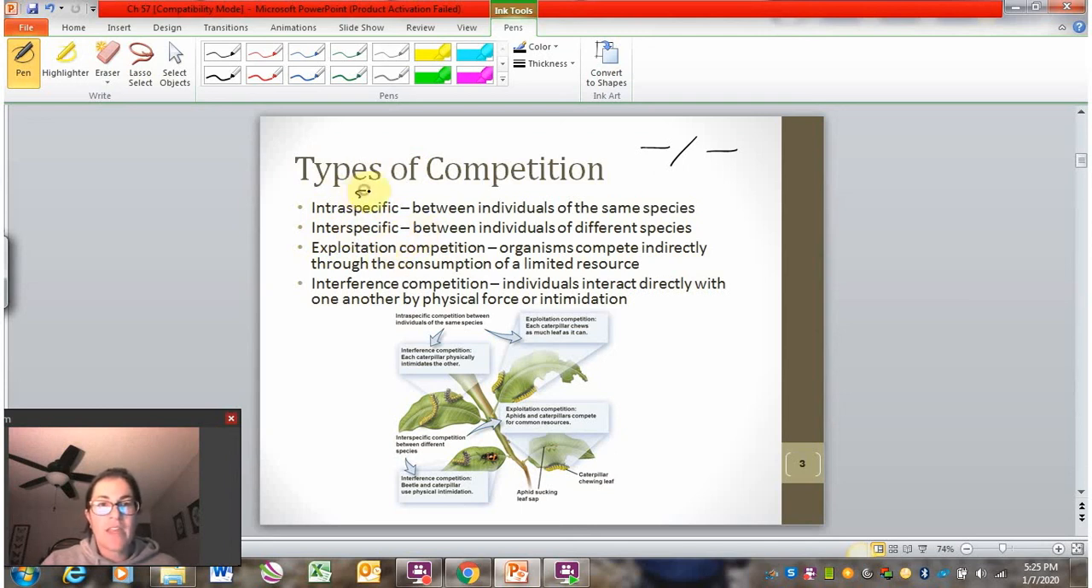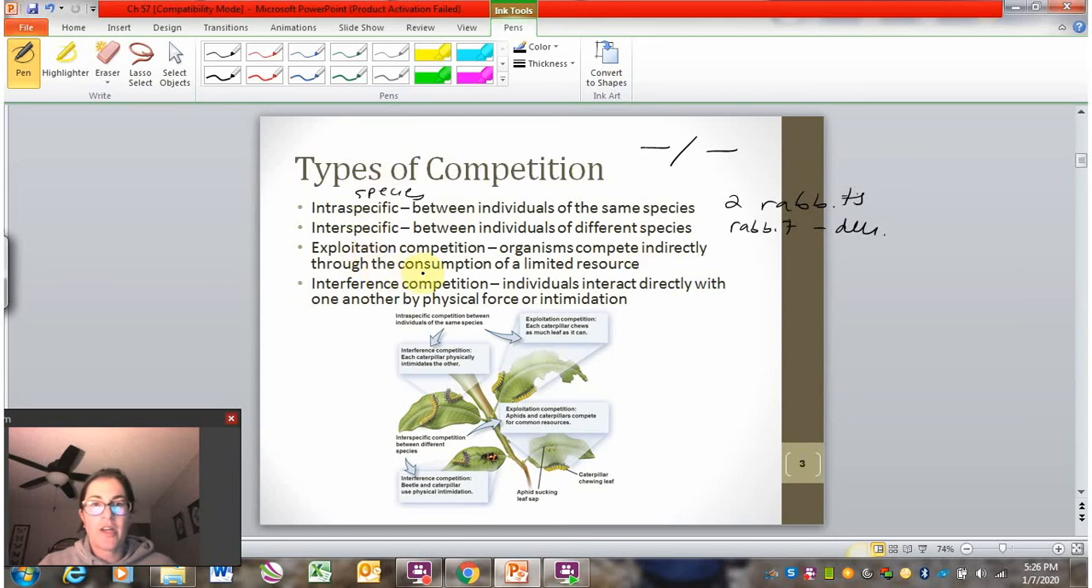And specific here is referring to the term species. So intraspecific means between individuals of the same species, for example, between two rabbits, whereas interspecific competition refers to competition between different species, so between a rabbit and a deer, for example.